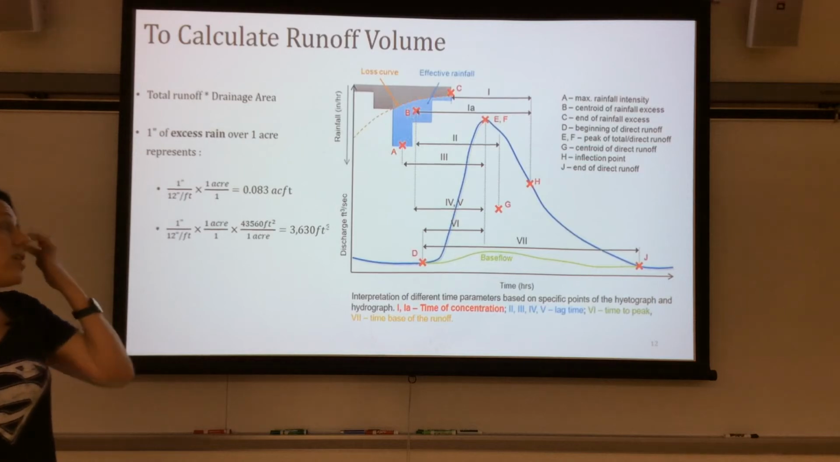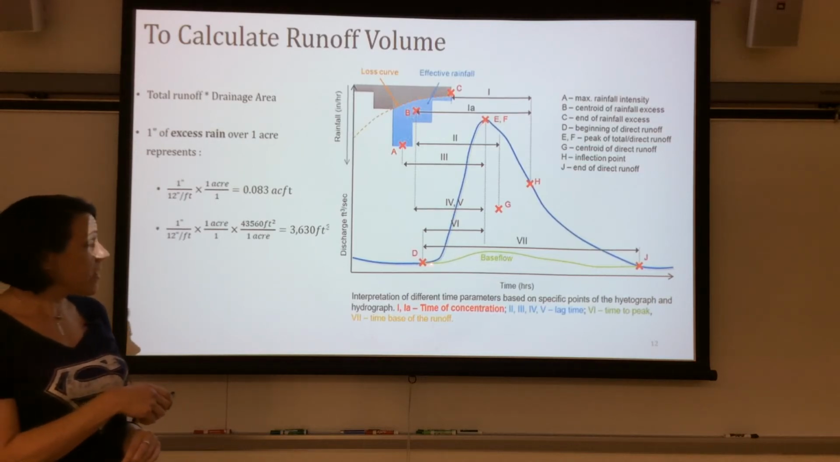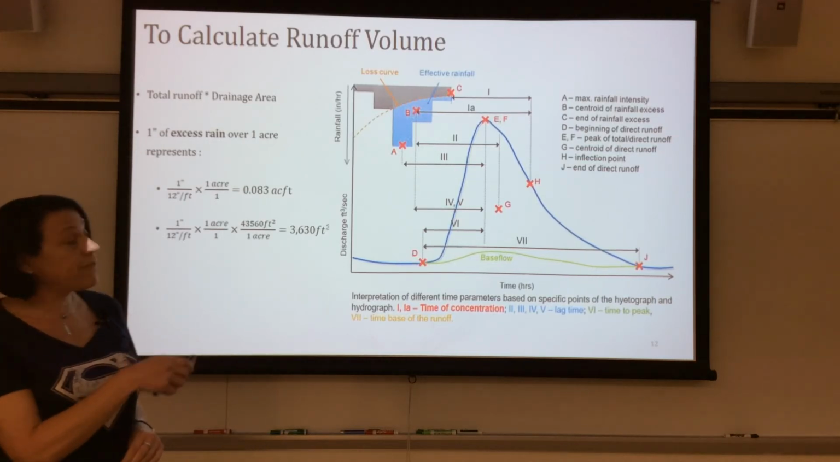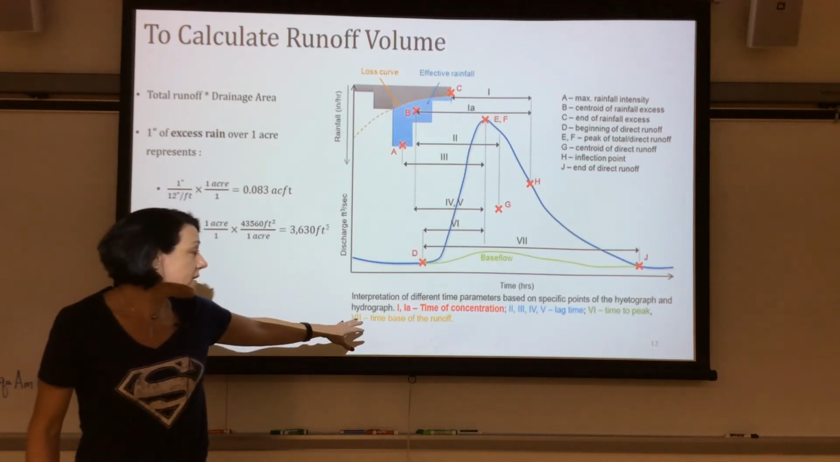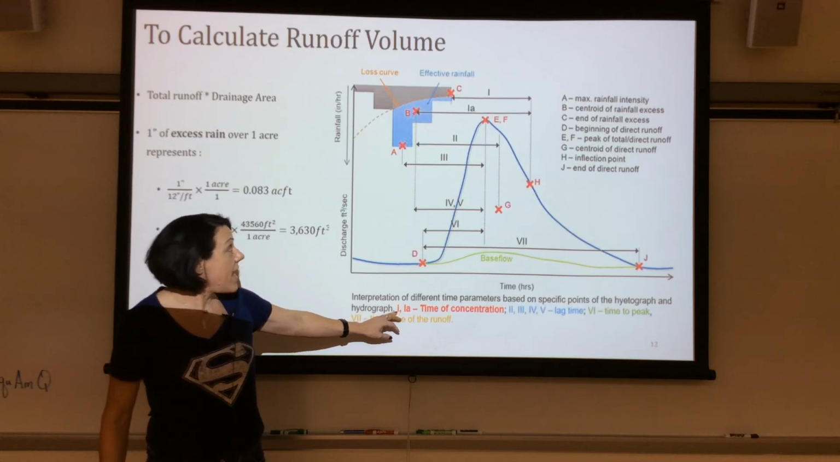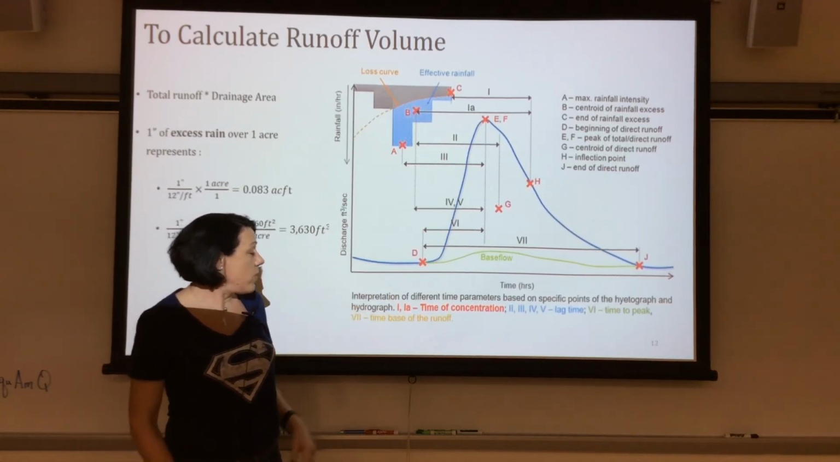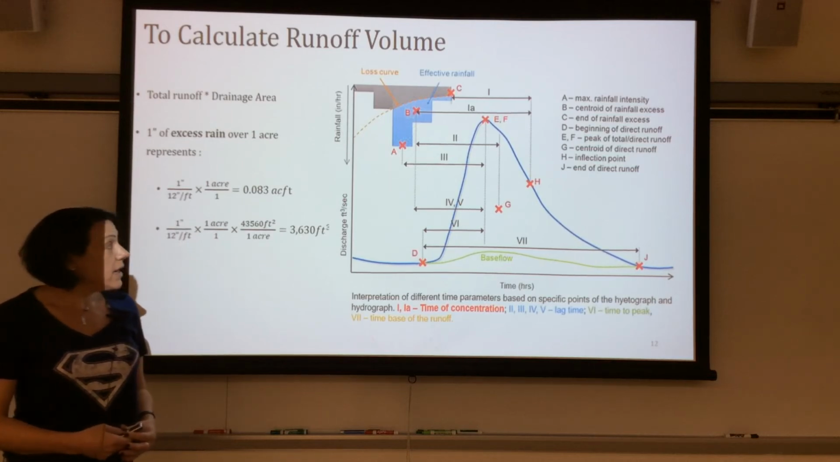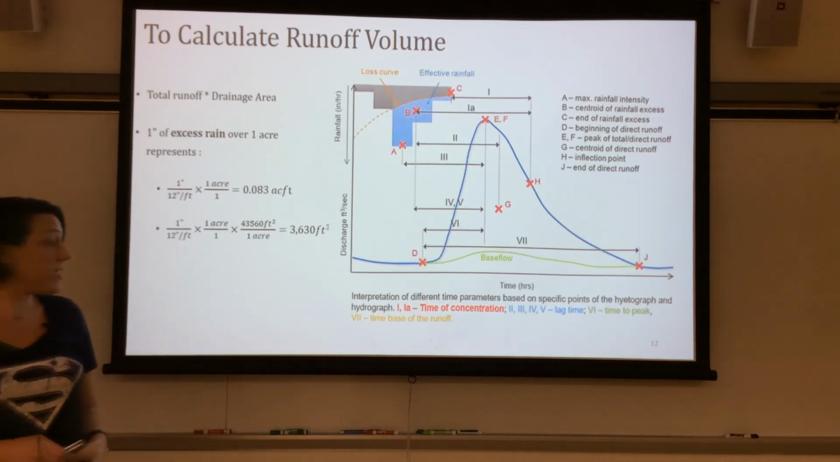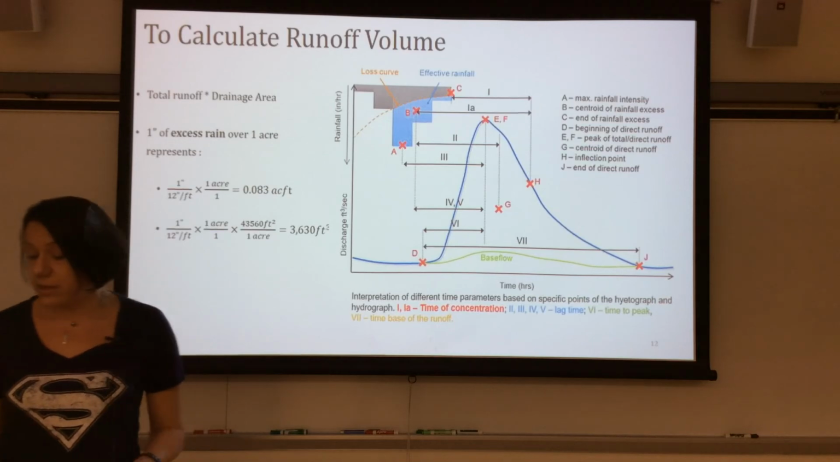Now, here's the other thing I want to show you on this graph. This graph was really kind of cool because it shows you all the different times when something occurs. What we care about is the ones that I've listed here in red. I and I1, or 1 and 1A, however you want to say that. And that's our time of concentration. The other ones I'll talk about in a little bit.